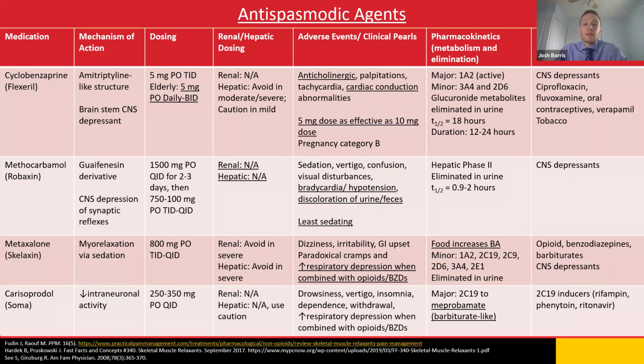So I included these two charts, thinking about antispasmodic agents, what are our big clinical pearls? So with cyclobenzaprine, thinking about that dose decrease in elderly patients, only giving it maybe once daily, maybe twice daily. And again, a 5 mg dose is as effective as a 10 mg dose. And then thinking about the anticholinergic effects that we see with cyclobenzaprine.